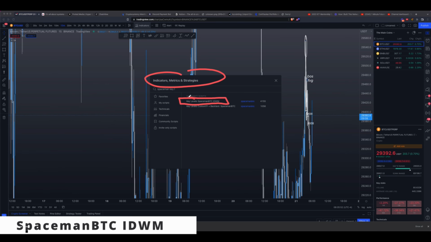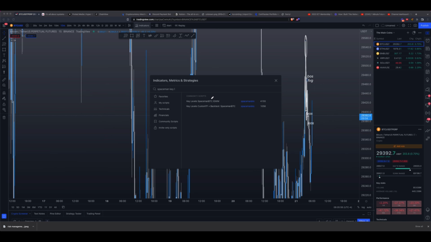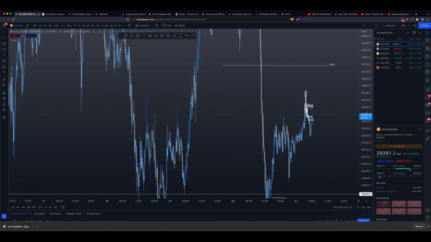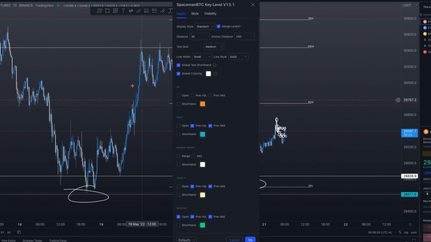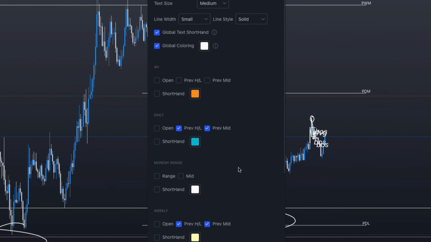Go search up key levels Spaceman BTC IDWM. So what you want to do is turn that indicator on. After you turn on that indicator, this is what is going to show up. Now, I'm going to go into the settings to show you what I did to change things a little bit.